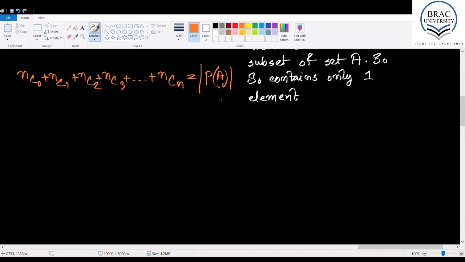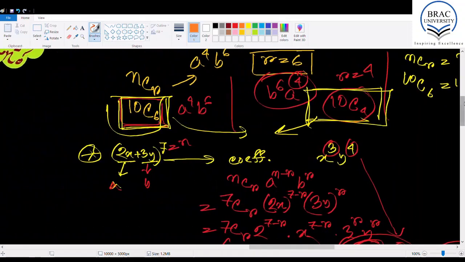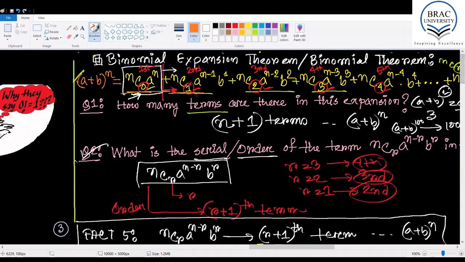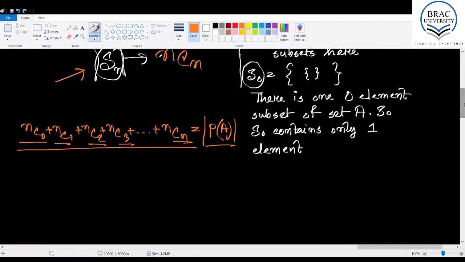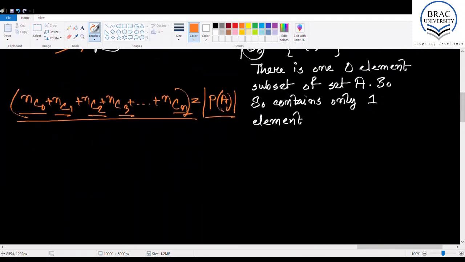That means this will be the number of elements of the power set of A. So are they looking similar to what we studied previously? Yes, these all are binomial coefficients, as we can remember that NC0, NC1, NC2, NC3, all of them are binomial coefficients, right? So we have to determine the value of the sum of these. How will we do that?